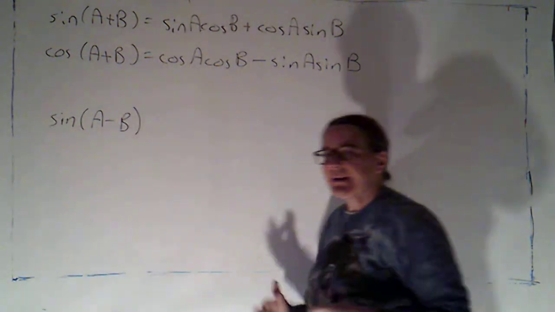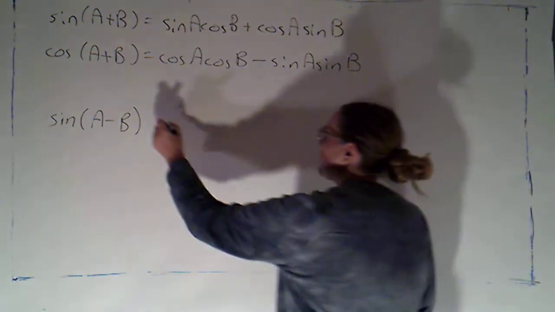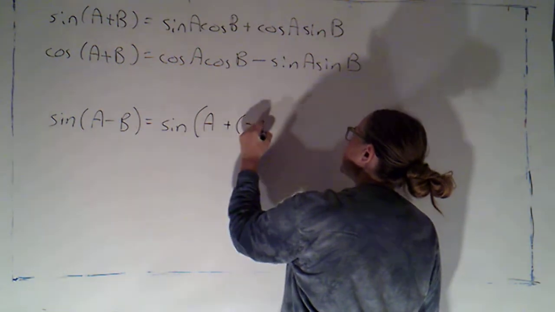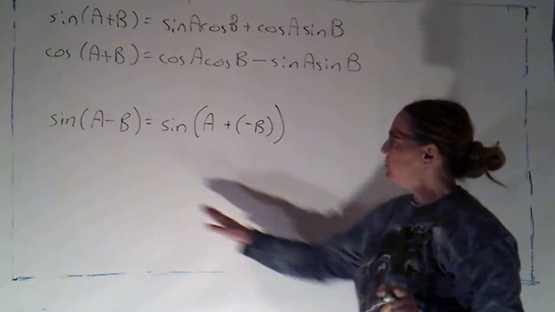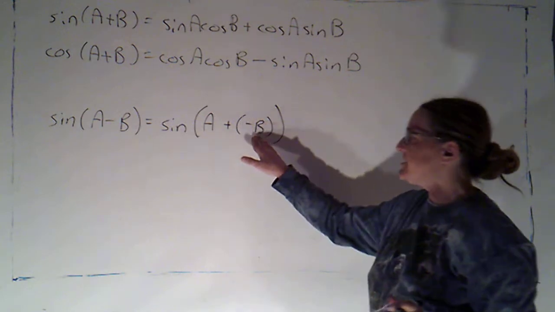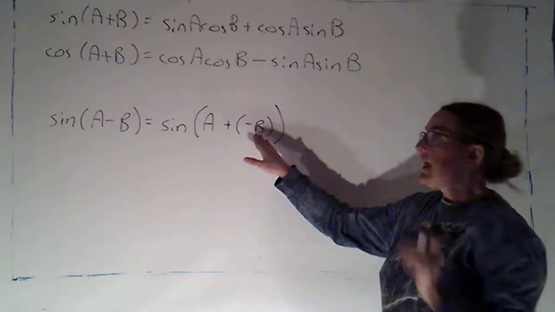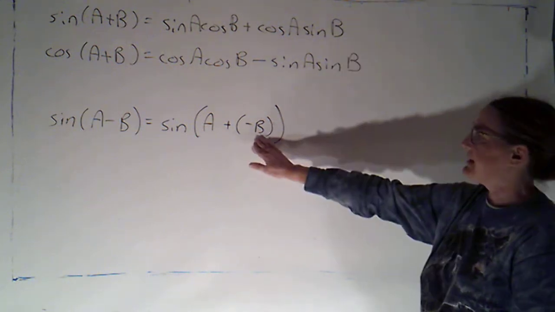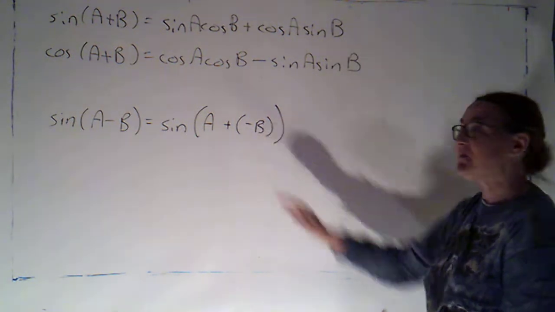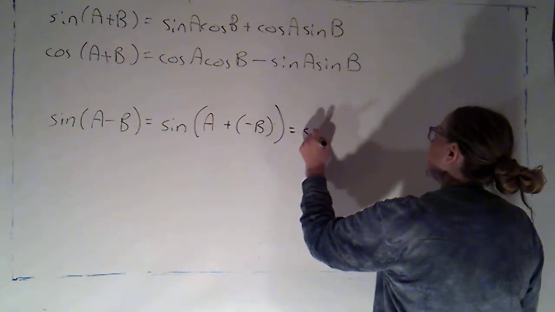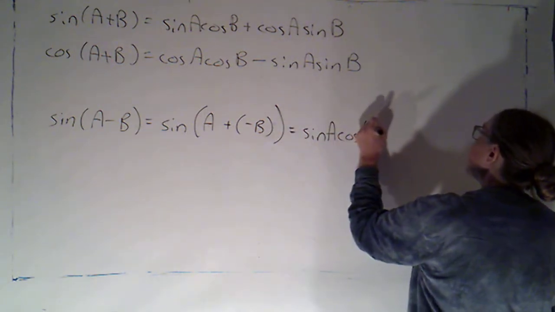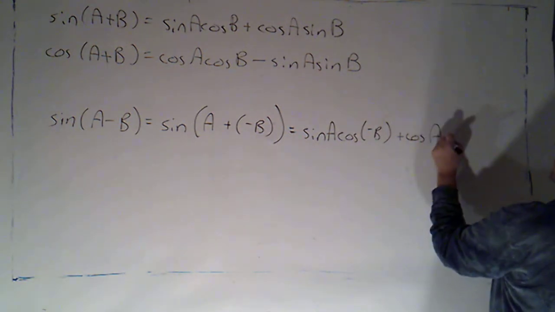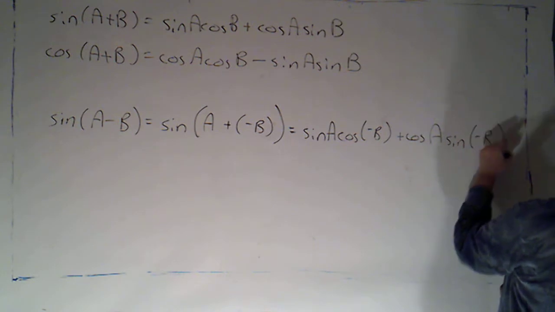well, but I don't really need to memorize a whole new formula because I can just say that's sine of a plus the opposite of b. So I can rewrite subtraction as just addition of the opposite. And so now I'm going to just plug this in to the sum formula for sine. Instead of plugging in b, I'm replacing all the b's with a negative b. So I'm going to get sine a cosine negative b plus cosine a sine of negative b.